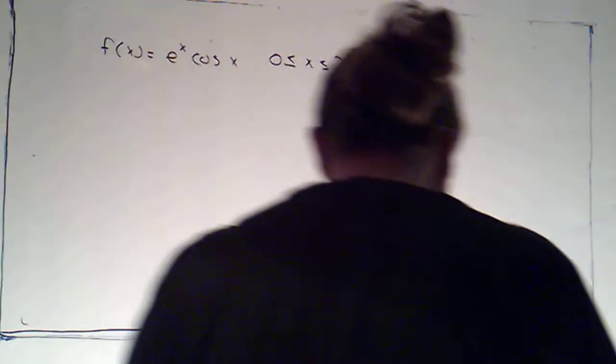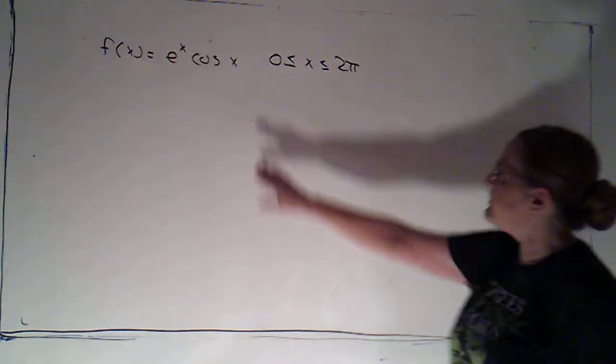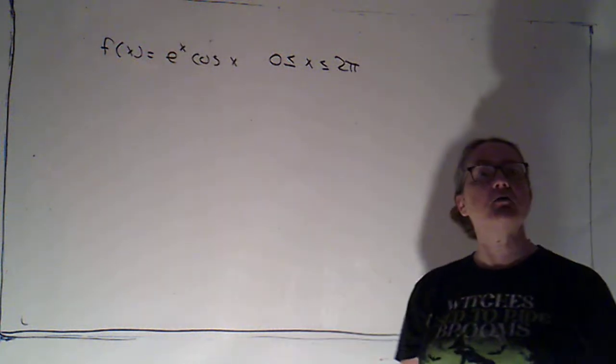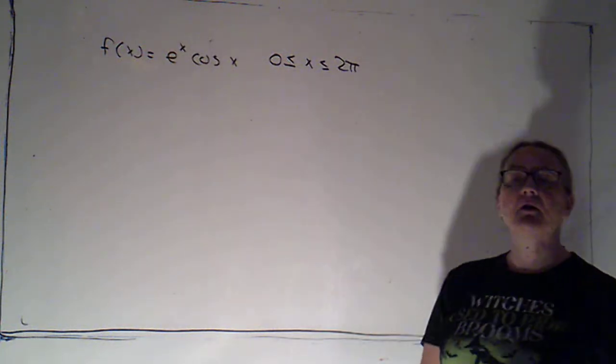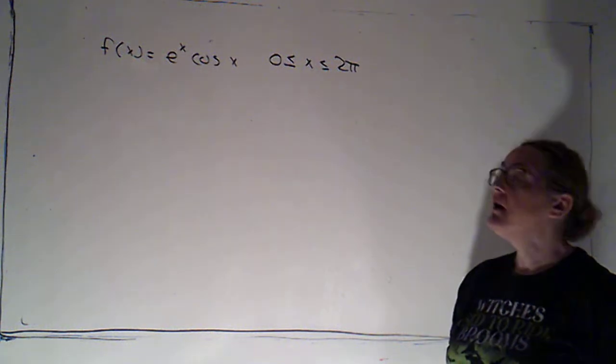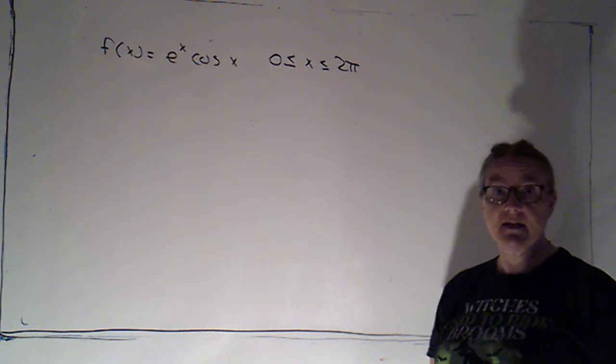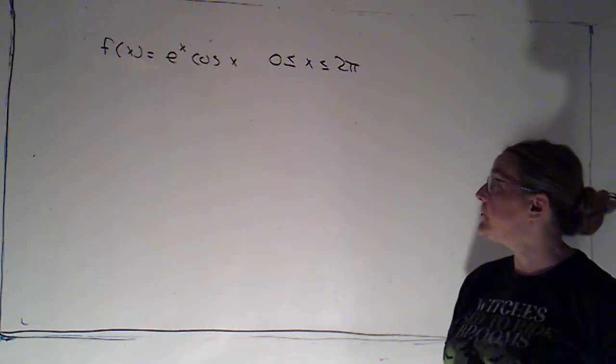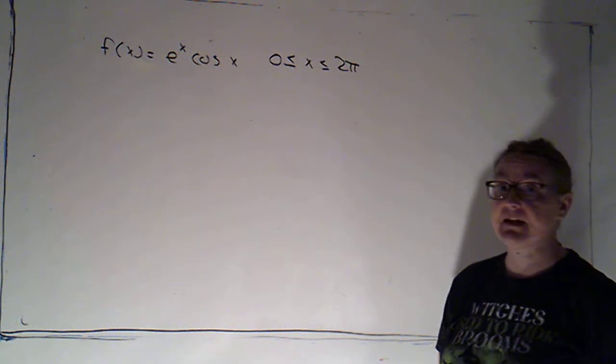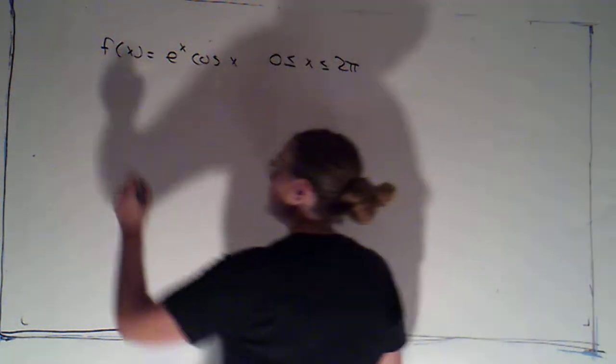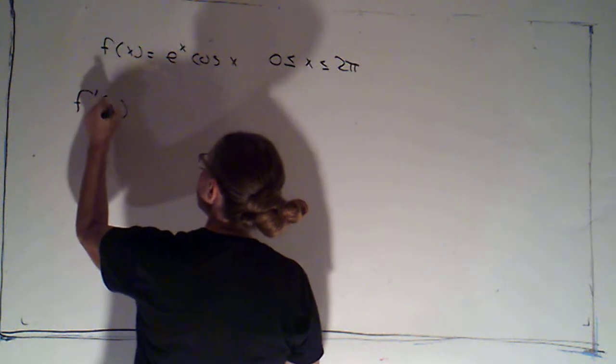For question 6 on the fall 2019 exam, we're given this function, f of x is e to the x cosine x, just on the interval from 0 to 2 pi. And we're asked two things: find the intervals on which f is increasing and decreasing, and then find the open intervals on which it's concave up and concave down.